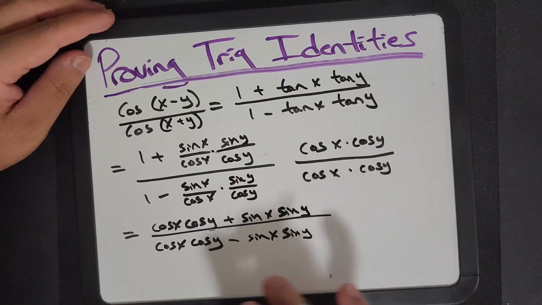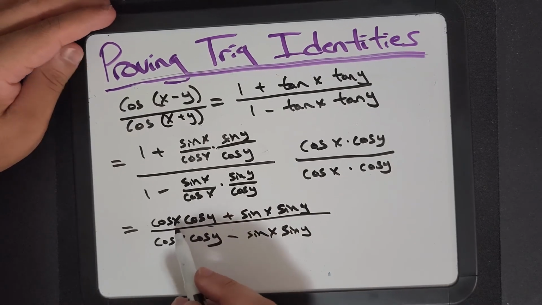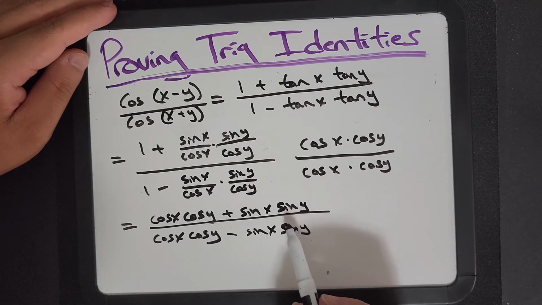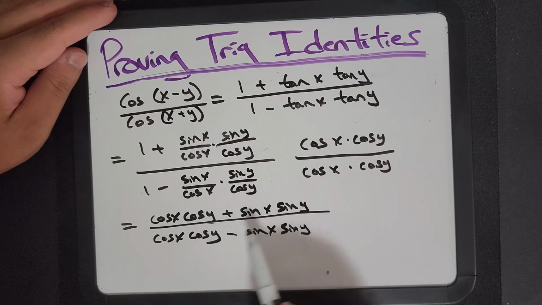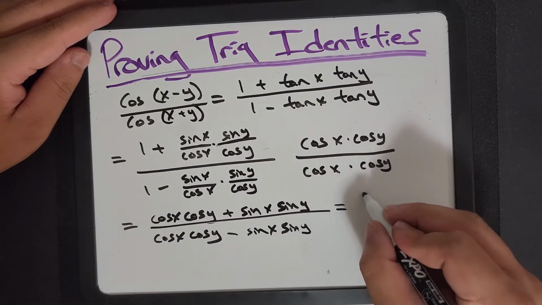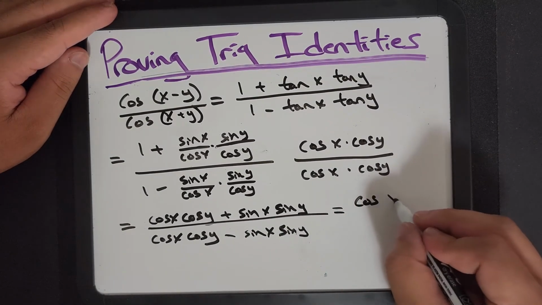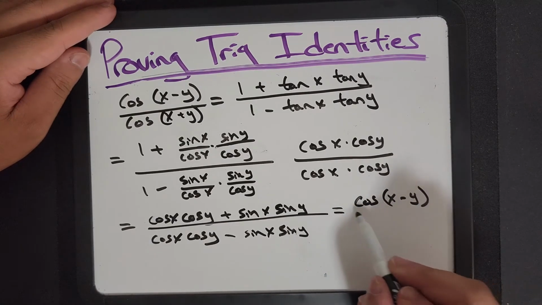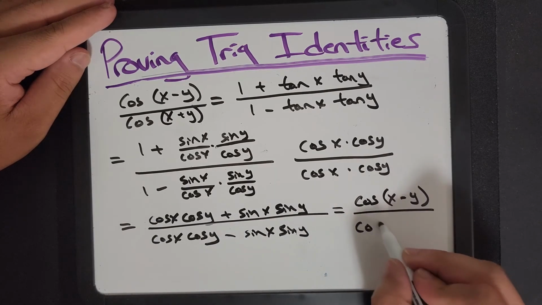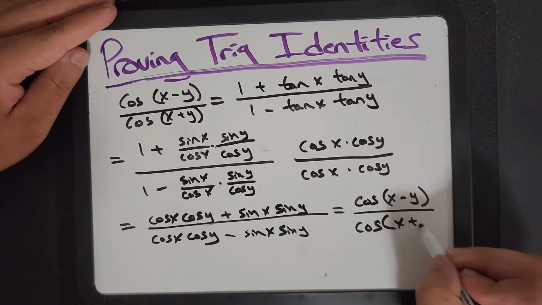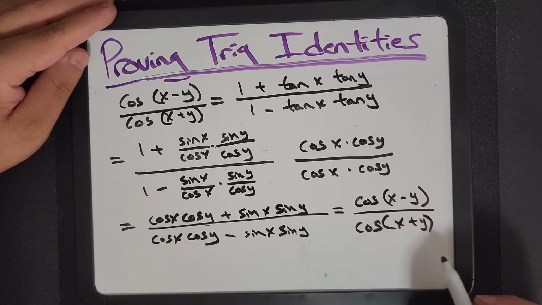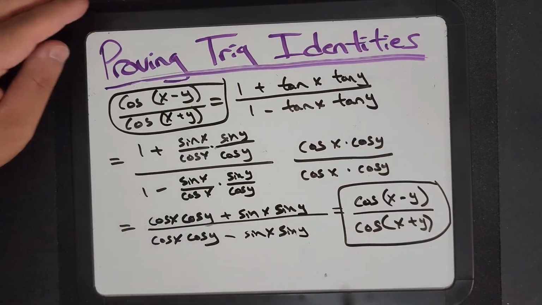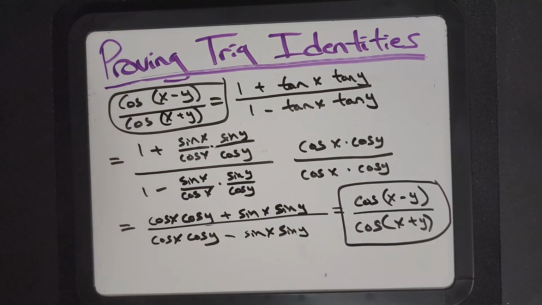And now you can immediately identify that this numerator is a compound angle formula for cos. That is the cos(x minus y) formula. And look, the denominator as well is the compound formula of x plus y. And guess what? That is our identity that we were trying to prove from the very start.